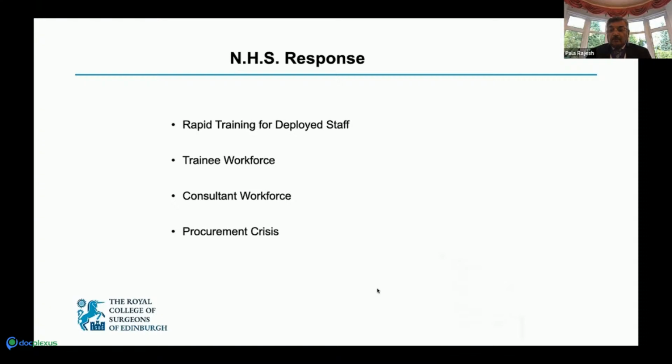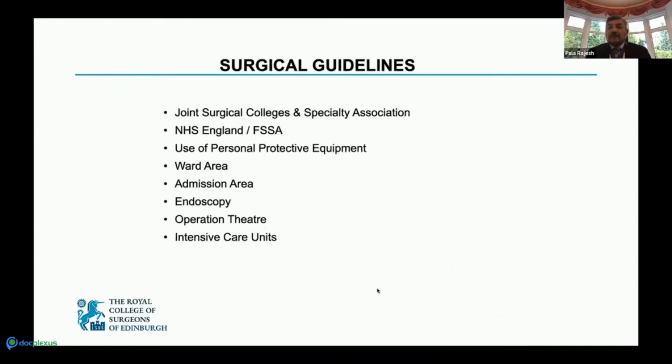So what were the surgeons tasked with? The surgeons were tasked by N.H.S England and the Royal College of Surgeons of England to look at the way that services should be delivered and training should also be delivered. However, the training bit, I'm not going to talk about. It's a subject for another time. And these guidelines were put together in a collaborative manner.